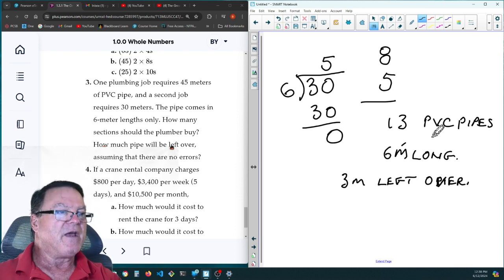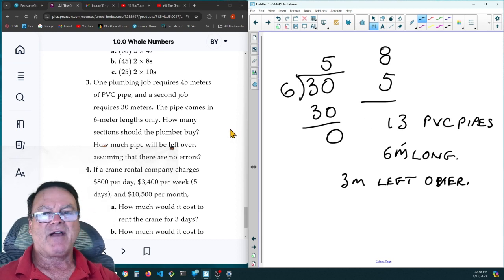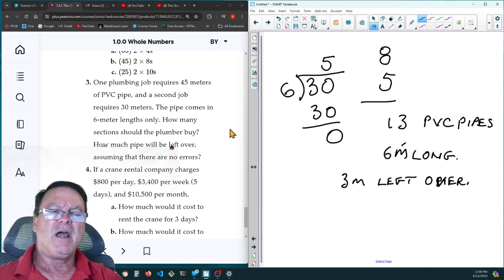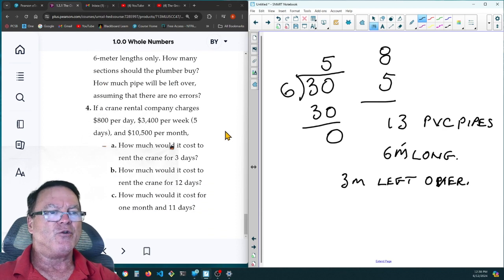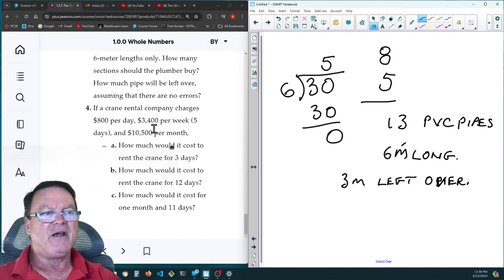All right, very good. So when you have these word problems, you have to just try to take a look at it and think, what are they asking me? What do I need to do mathematically? This one's going to be, I think, multiplication. It says if a crane rental company charges $800 per day, $3,400 per week, and $10,500 per month, how much would it cost to rent the crane for 3 days?